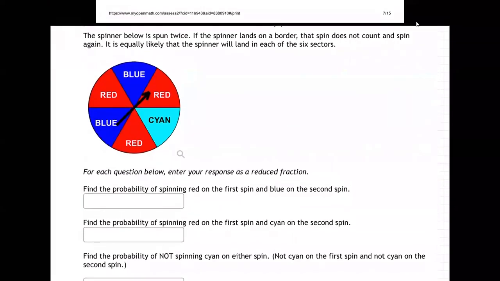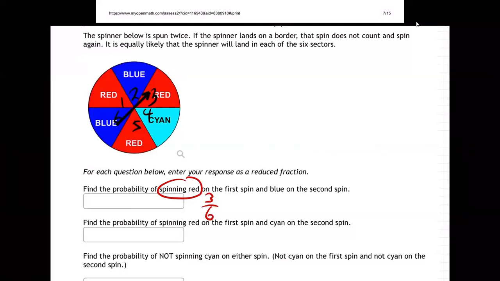Okay, on this question, we've got a spinner here, and it says, find the probability of spinning red on the first spin, blue on the second. Well, what's the chance of getting red on the first spin here? Well, there's 3 out of 6, right? Because there's 6 sections up here. You know what I mean? Come up here. There's 1, 2, 3, 4, 5, 6 sections, all the same size.